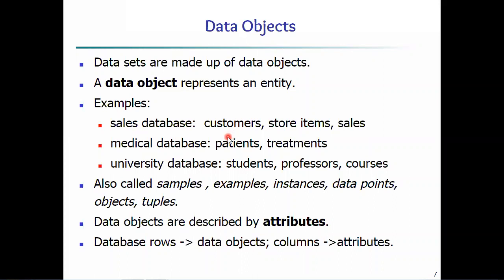Student is the first object. Then faculty, that is, we can say CC, class coordinator. These are the two major objects in case of a student database. For example, a university database has students, professors, courses. These are the objects, also called samples, examples, instances, data points, objects, tuples.